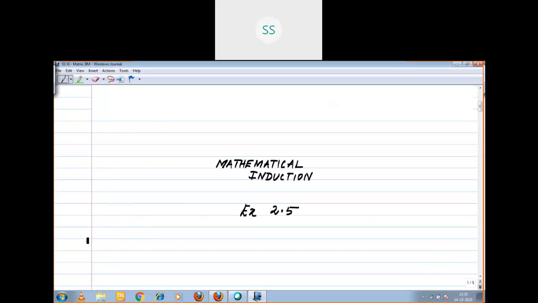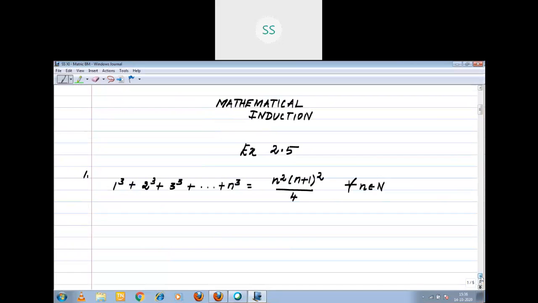For that, exercise 2.5, question number 1. 1 cube plus 2 cube plus 3 cube plus etc. plus n cube equal to n square into n plus 1 the whole square divided by 4 for all n belongs to capital N. First step, what I said, this is our P of n.